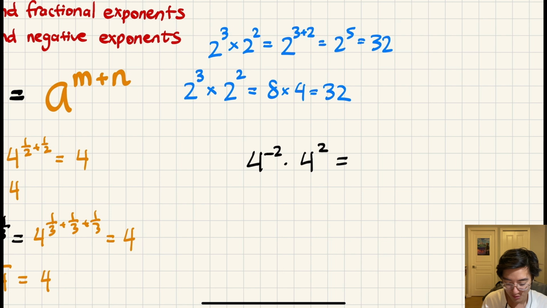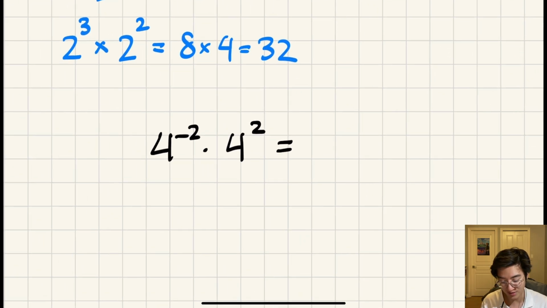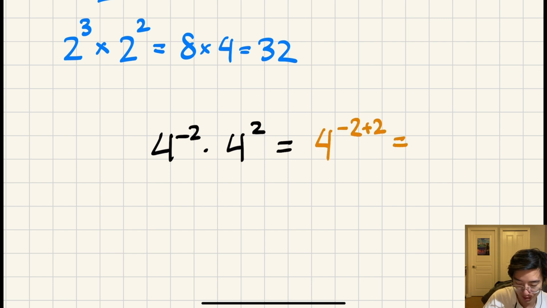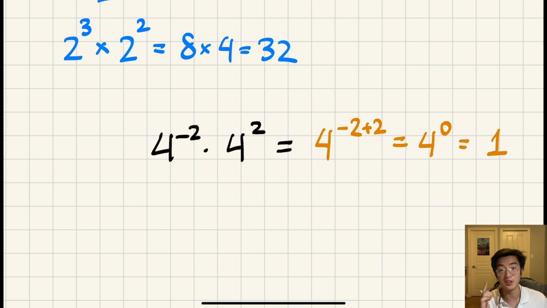If we have 4 to the power of negative 2 times 4 to the power of positive 2, we're just adding them up. So negative 2 plus 2 just gets us 4 to the power of 0. And just like any number, anything to the power of 0 is just 1.